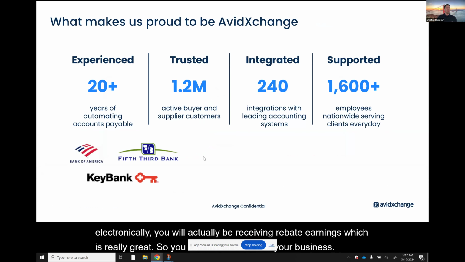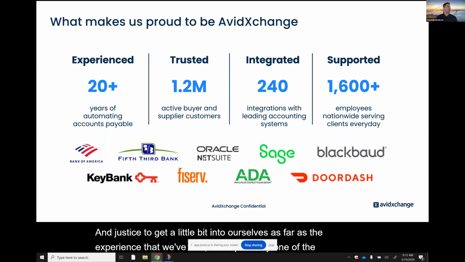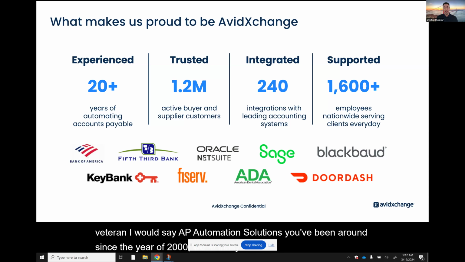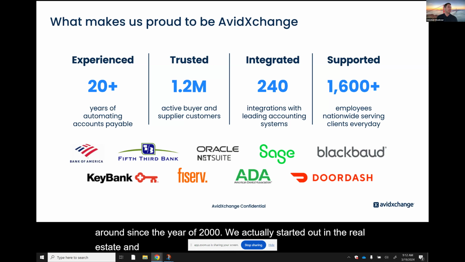And just to get a little bit into ourselves, as far as the experience that we've had, we're probably one of the more veteran, I would say, AP automation solutions. We've been around since the year 2000. We actually started out in the real estate and commercial property space, and we really were able to see how many other industries we're able to serve today.